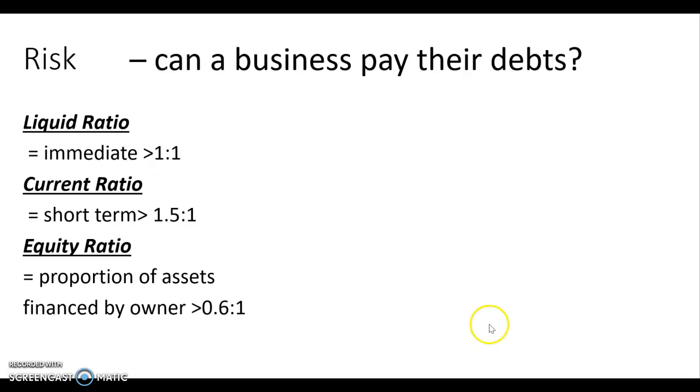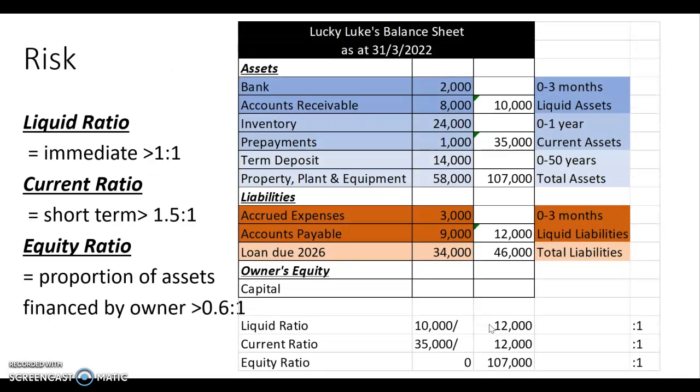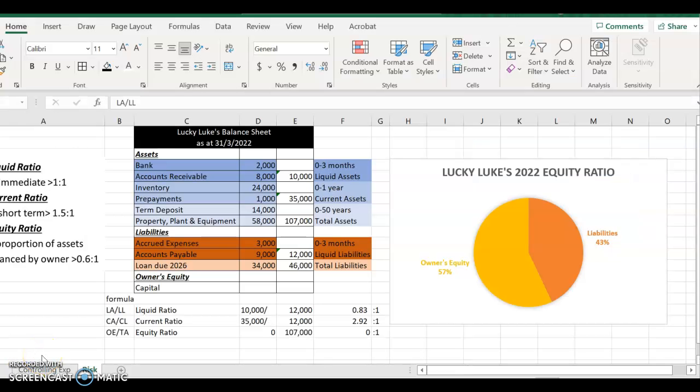Normally in this question, you'll get a balance sheet looking like this. So in the balance sheet, you won't get everything, so they may not give you the capital. You may have to work that out. But you can see we've got liquid assets and liabilities. So we'll just pause here. And I've put this in a spreadsheet.